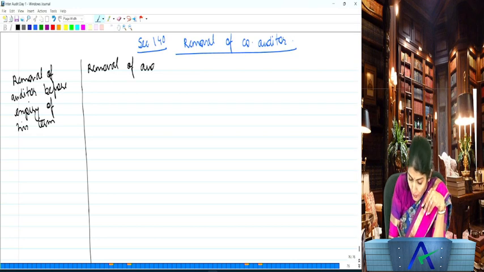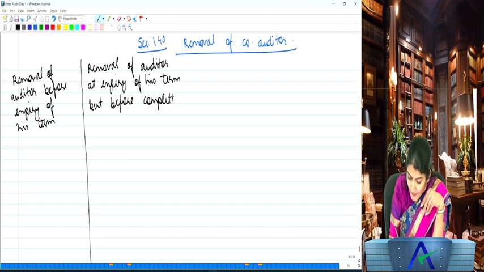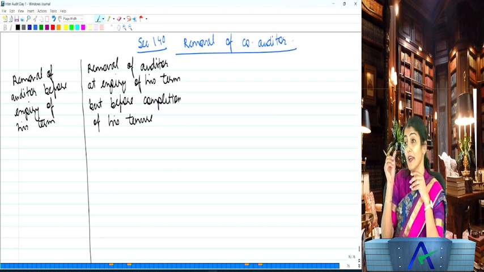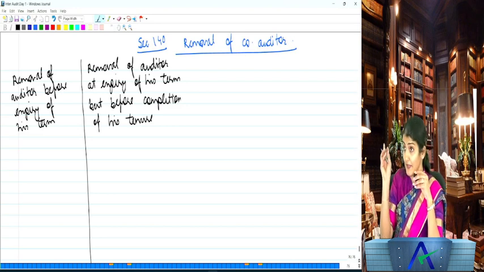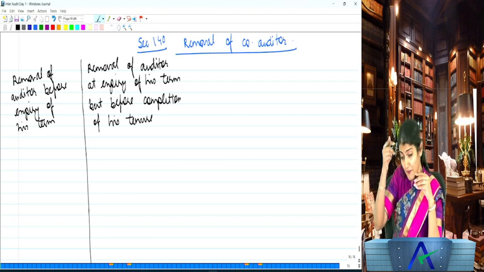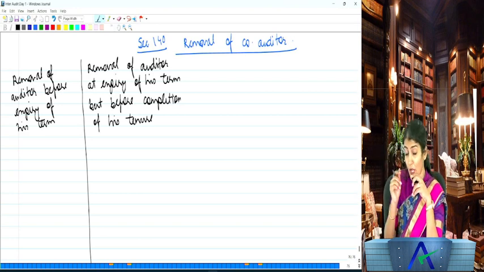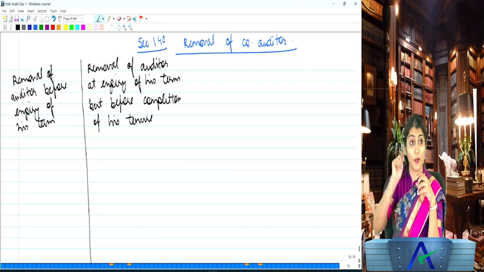Removal of the auditor at the expiry of his term, but before completion of his tenure. Before completion of his tenure. Tenure kya hai? 5 year or 10 year. But you know, before 5 years, after 3rd year only, you want to remove it. Or at the 4th AGM only, you want to remove it.